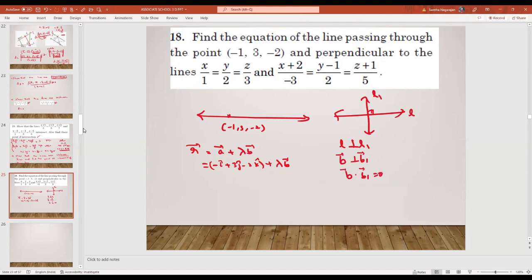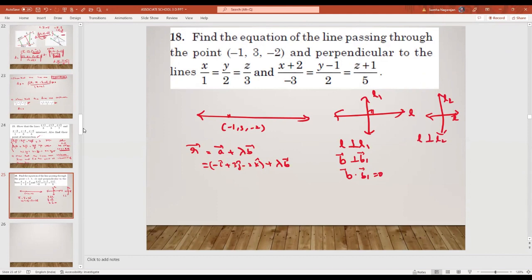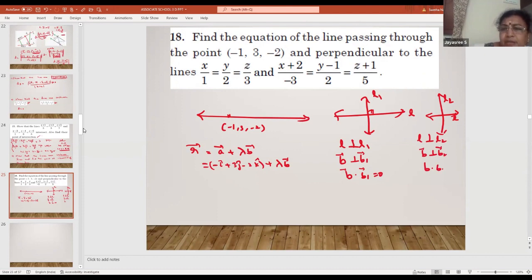And second, again, to understand, I am drawing separately. Otherwise, we can show it in 2 dimensions, but showing directly will be difficult. So L perpendicular to L2 means B perpendicular to B2, so B dot B2 is equal to 0. And I come across children writing like this: A plus 2B plus 3C equal to 0, and here minus 3A plus 2B plus 5C equal to 0.